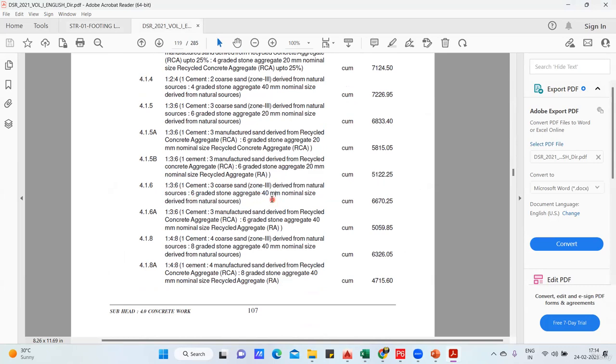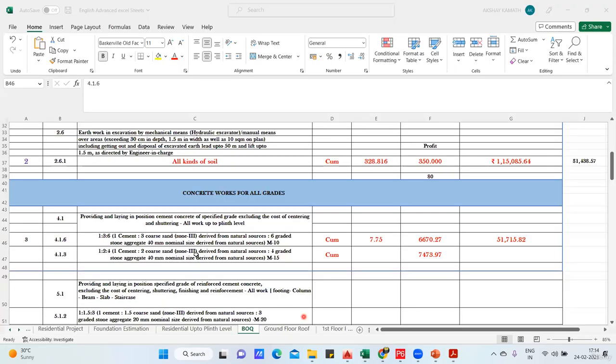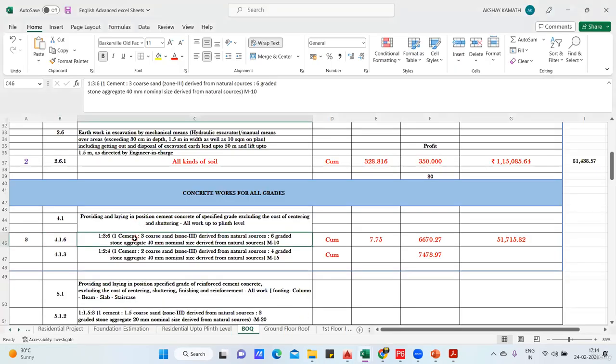So it becomes a lean concrete. So 40 mm nominal size is given. For that, the rate given in this particular code book is 6670.25. So what you're supposed to do, just copy the same thing from here. Okay, Control C, come back to your Excel sheet, and I've pasted it here.